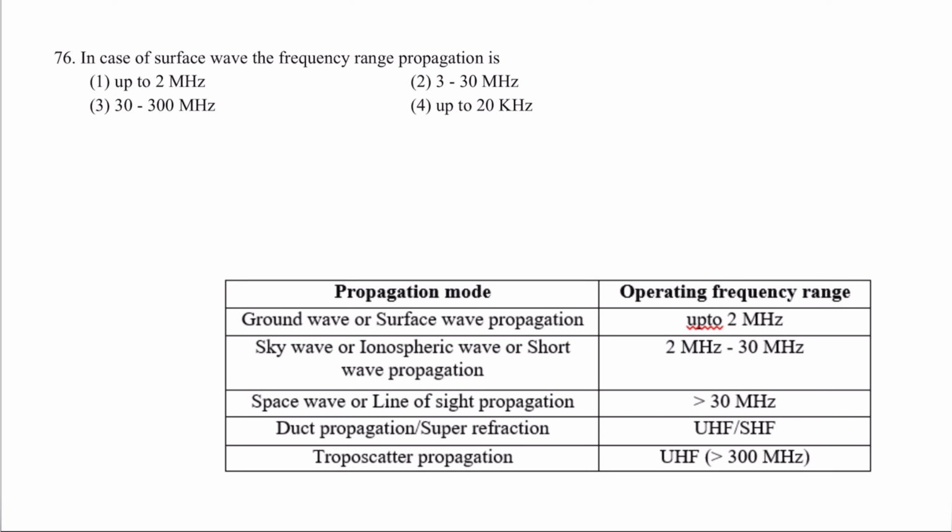Next question. In case of surface wave, the frequency range of propagation is. So this surface wave propagation is also called ground wave propagation and the operating frequency range is up to 2 megahertz. The correct option is 1. In other cases, skywave propagation or ionospheric wave propagation, for shortwave propagation, the frequency of operation is from 2 megahertz to 30 megahertz. For space wave propagation or line of sight propagation, the operating frequency range is more than 30 megahertz. In duct propagation or super refraction propagation, we use ultra high frequencies or super high frequencies. In troposcatter propagation, ultra high frequencies are used.